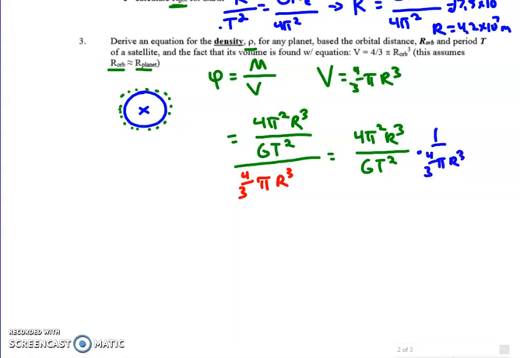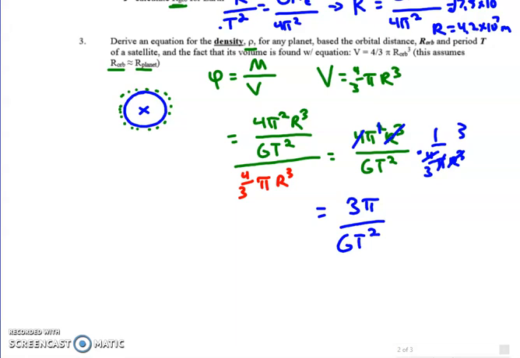And so look at that. We see that the r cubes cancel out. Okay. Let's see. Now 4 here cancels out the 4 there. The 1 over 1/3 becomes a 3. So that leaves us in the numerator, and a pi here and a pi there cancel. So we're left with 3 pi all over g t squared.